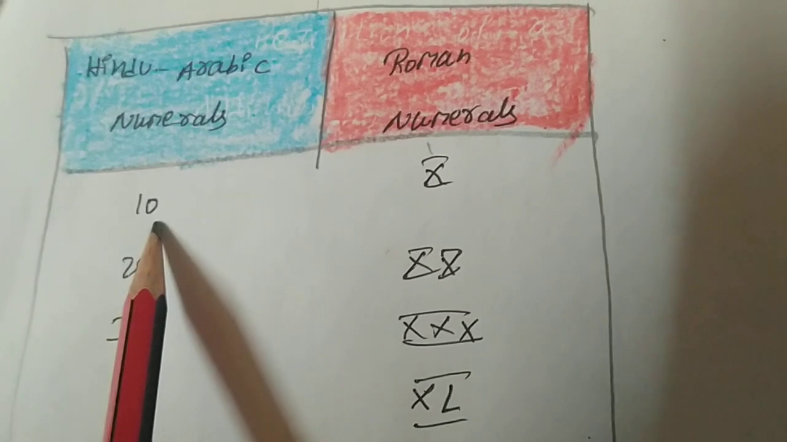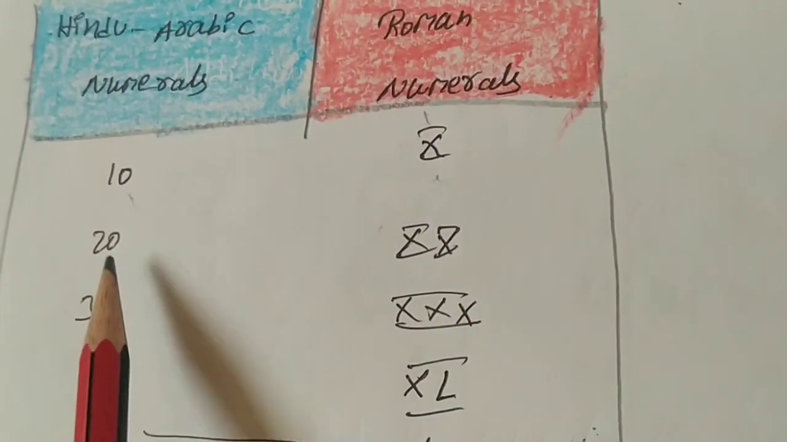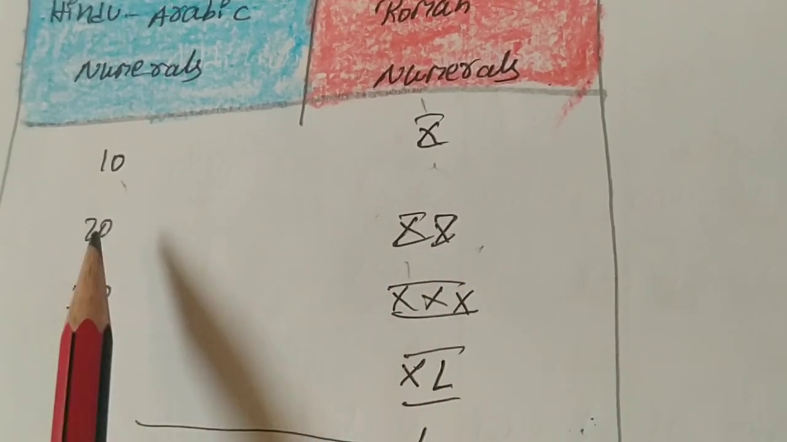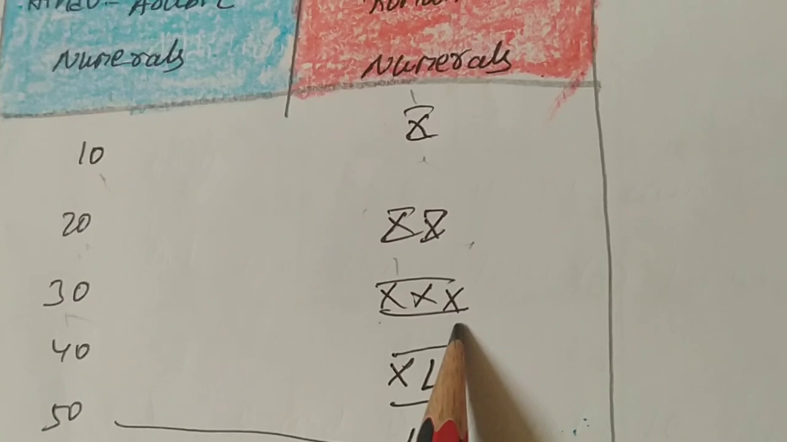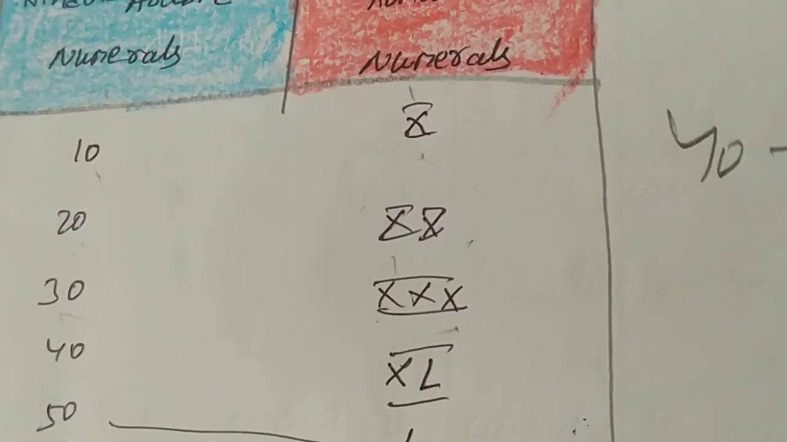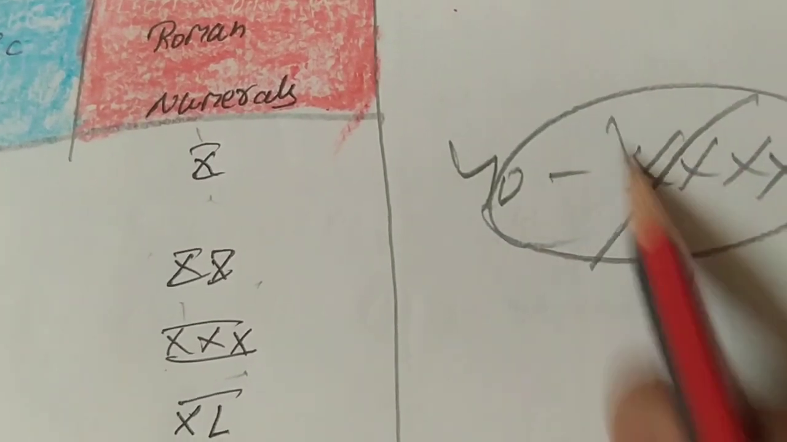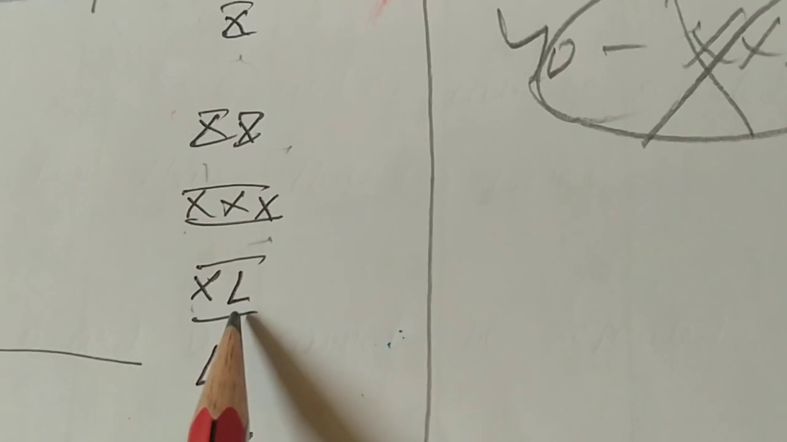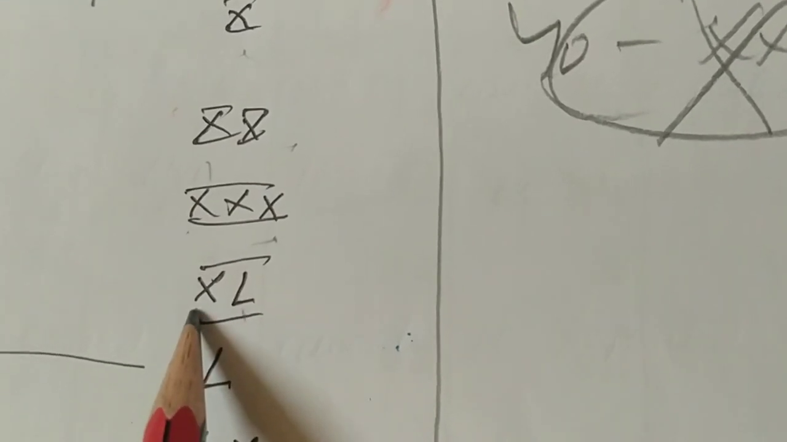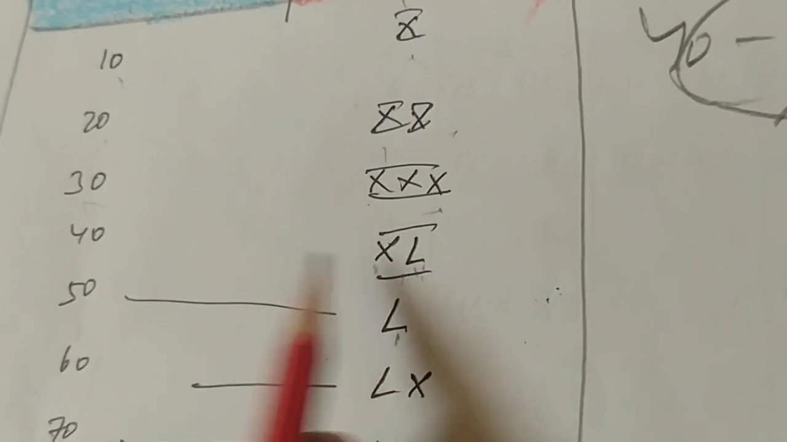My dear students, now here 10 is written. You know X is called 10, and 20 is written. XX is called 20, and 30 is written. XXX is called 30. But 40 is not XXXX. It's wrong. 40 means you have to write X and L. L is called 50. 50 minus 10, 50 minus X, it will become 40.